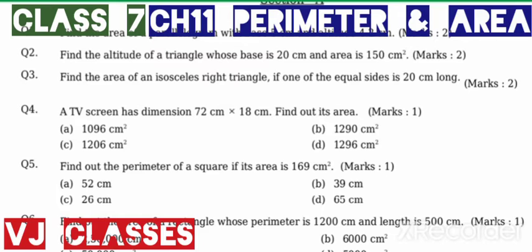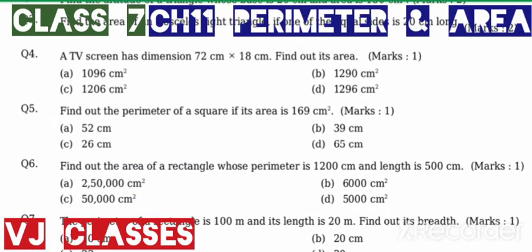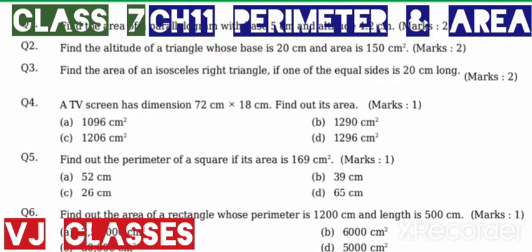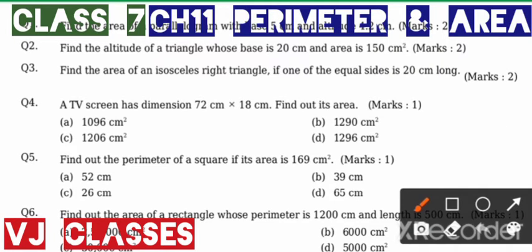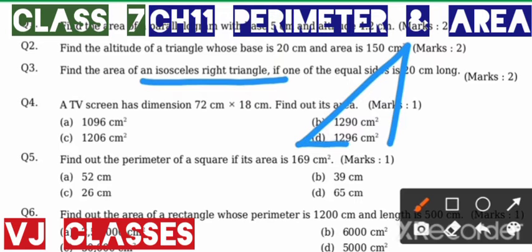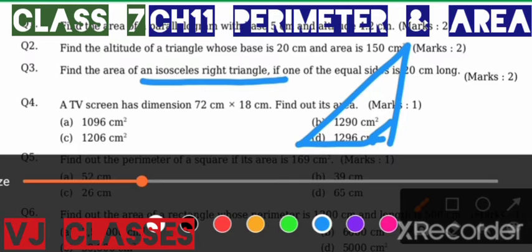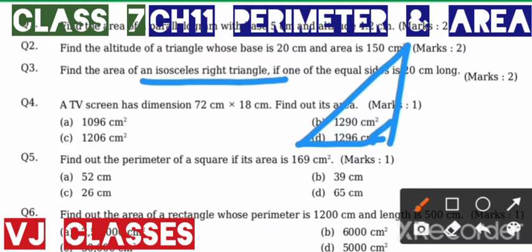Fine. Now question number 3 is saying that find the area of an isosceles triangle if one of equal sides is 20. See, it is isosceles triangle and right angle triangle, both are there. See, both is written isosceles right angle. So it is 90 degree, and which sides are equal? These two sides are equal, 1 and 2, red one, because they are isosceles triangle.